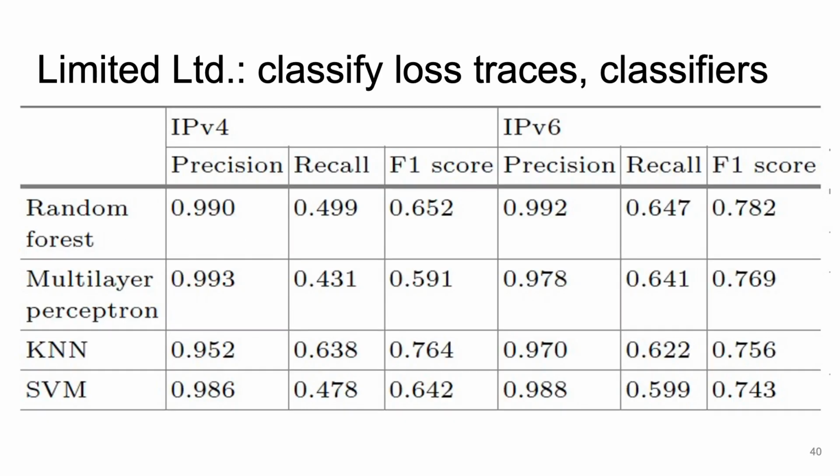We ran different classic classifiers on this data set. And the first thing that we observe is that random forest is performing well in terms of precision, both for IPv4 and IPv6. And it also has the best F1 score if we only take the high precision classifiers in IPv4 and IPv6. So we've chosen random forest for both IPv4 and IPv6 classifiers.